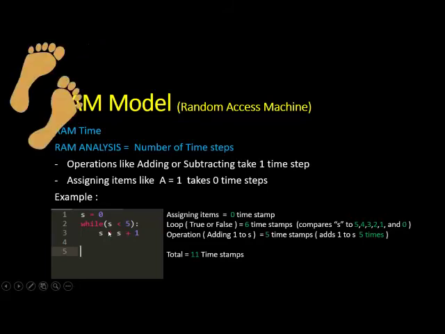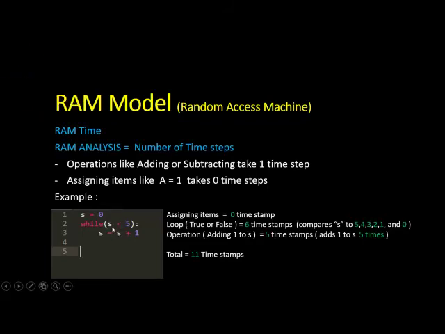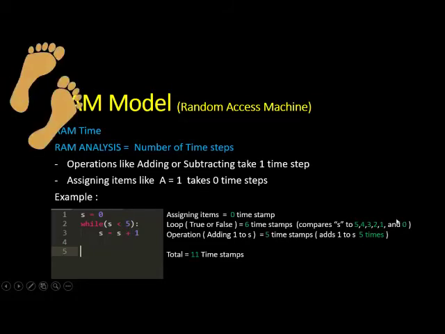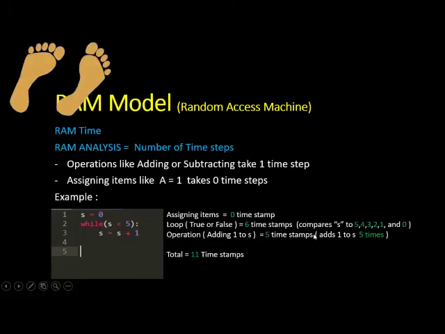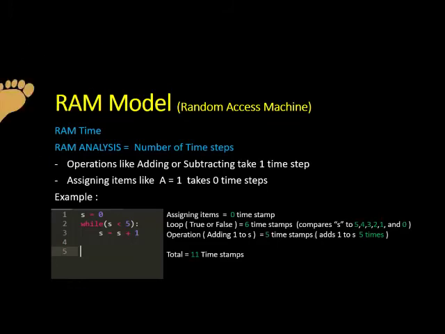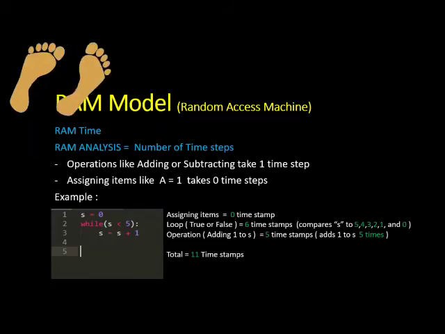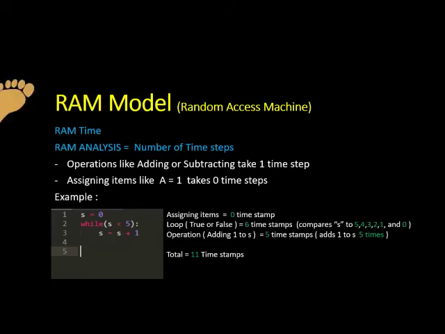Then we will compare again. 1 is less than 5, which is true. So this is what it does right here. It compares 0, then 1, then 2, then 3, then 4, then 5 to 5. It is thus comparing 6 times. Then in our addition right here, it also adds 1 to S 5 times. So in all, we have 11 time steps.